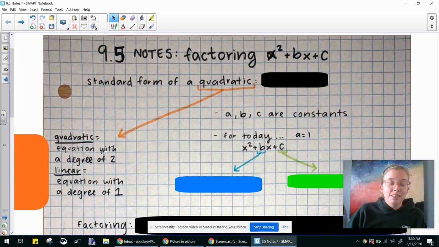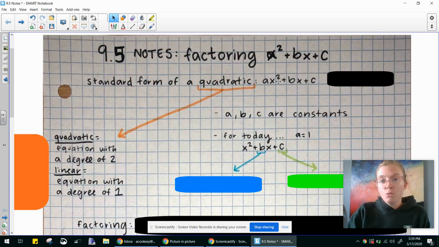Previously, we've talked about linear equations being a straight line or a constant rate of change. Now we're going to think of linear equations as equations with a degree of 1. The next thing that we are going to talk about once we know what a quadratic is that has this degree of 2, which means this exponent of 2, is the standard form.